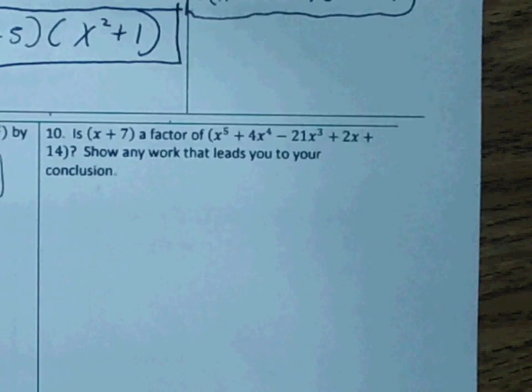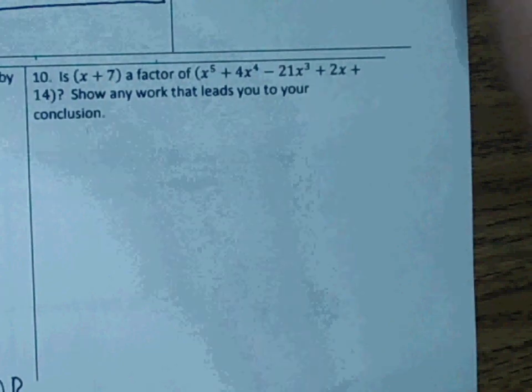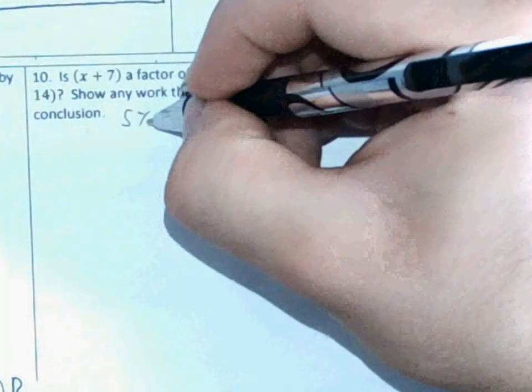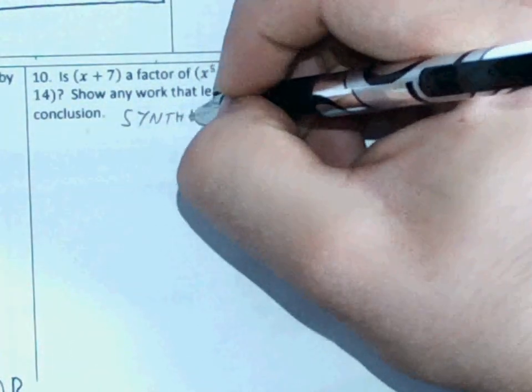Let's go to 10. Is x plus 7 a factor of x to the 5th plus 4x to the 4th minus 21x cubed plus 2x plus 14? Show any work that leads you to a conclusion. So what I'm going to do is use synthetic division. Use the remainder term. We're going to use the synthetic division.